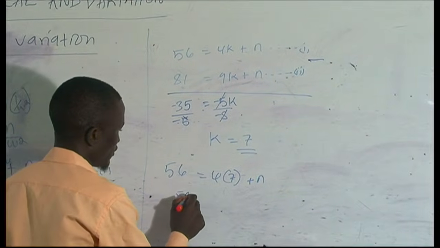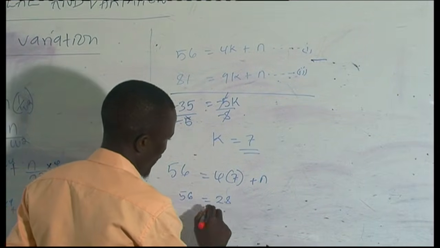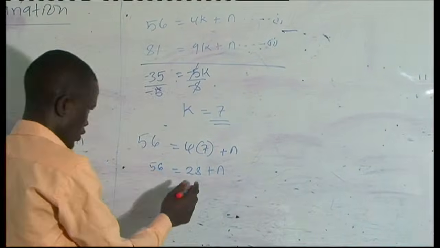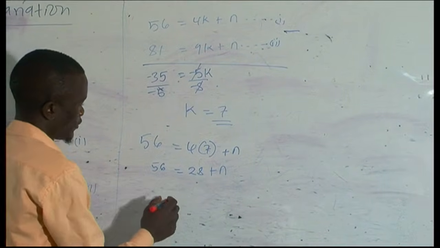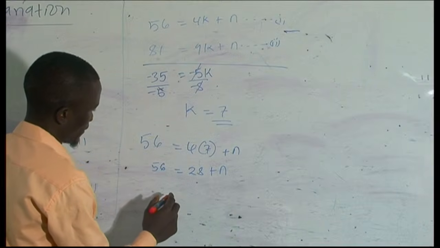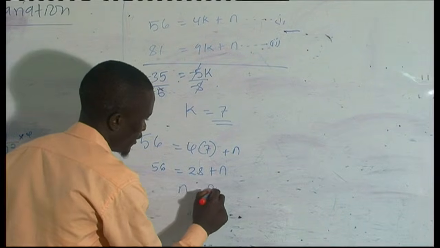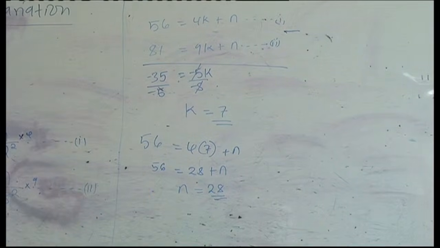56 is equal to 28 plus N. So take this on the other side, subtract, and you get N to be 28. N is equal to 28.